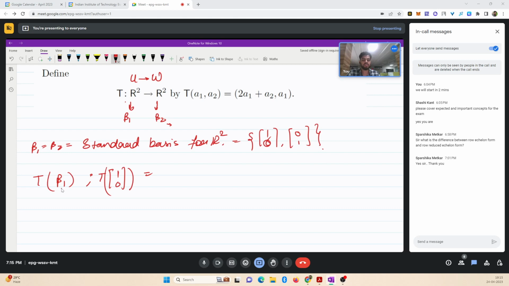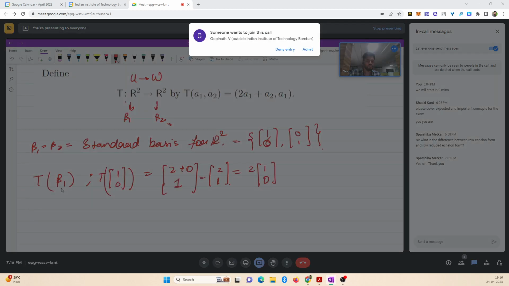This is 2 times A1 plus A2, which is 0, and the second element is A1. Now we have obtained it to be (2, 1). What I said next is that we want to represent this in the form of elements of beta 2. My beta 1 and beta 2 are the same. So we can write it as 2 times (1, 0) plus 1 times (0, 1).